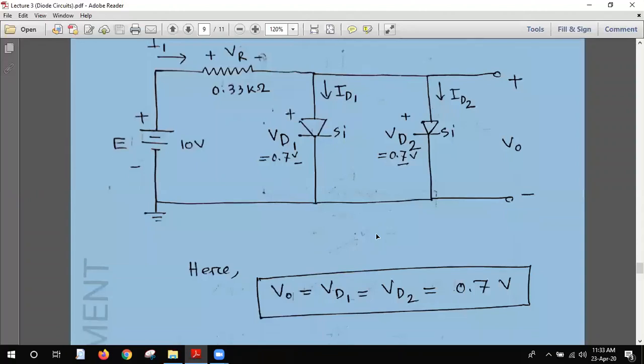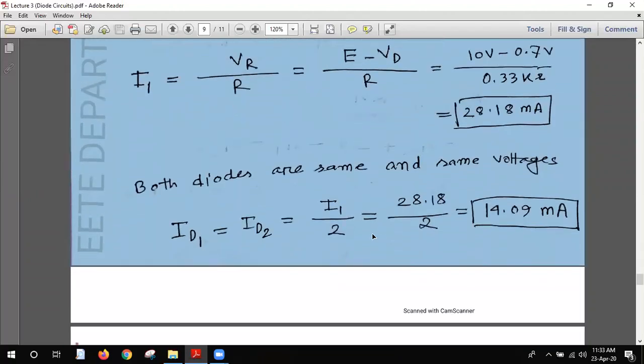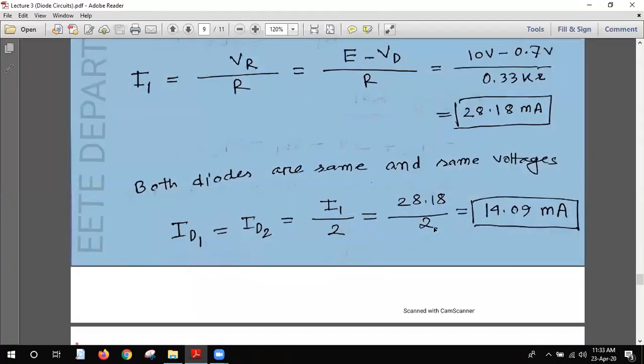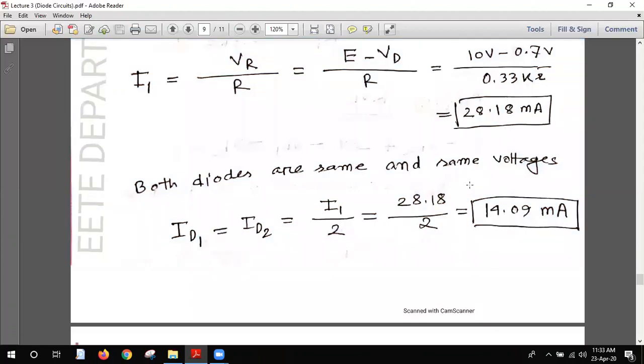So that's why you can see both the diodes have the same voltage. That's why ID1 equals ID2 equals I1 by 2; it will be divided equally. So the 28.8 we divide by 2, we get 14.9 milliampere. That is the two diode current.